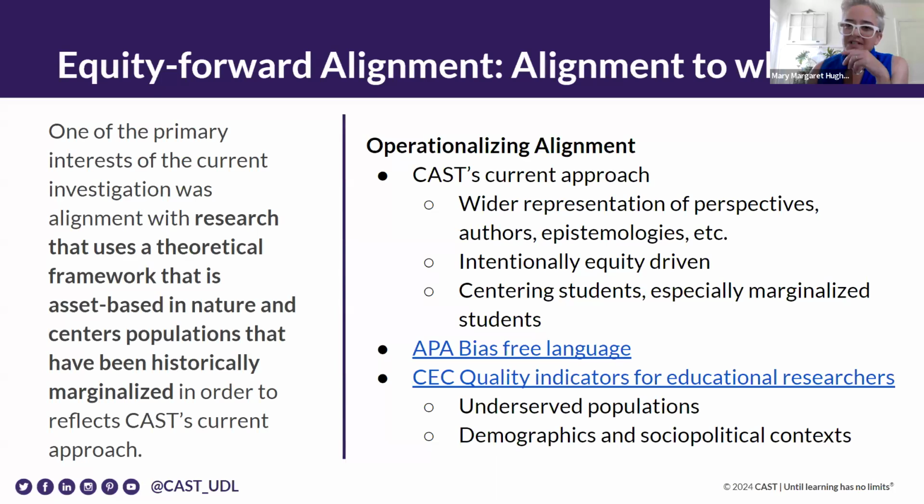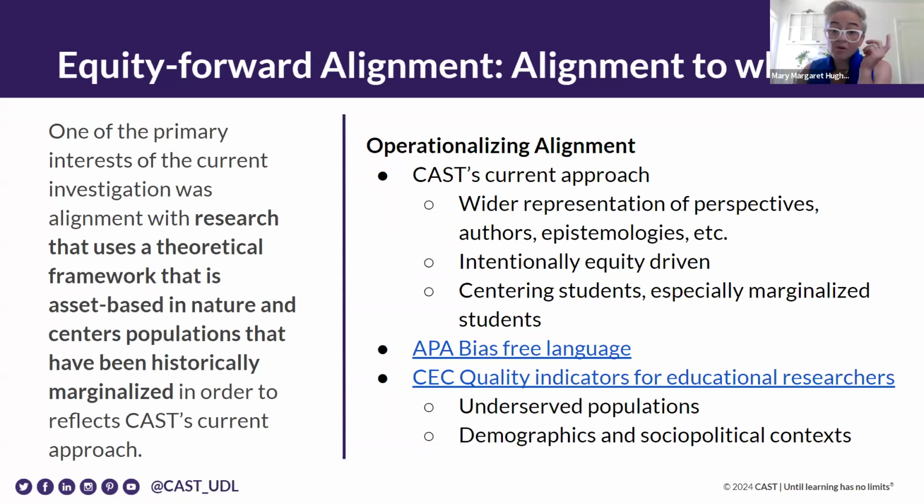So equity forward research is research that uses a theoretical framework that is asset-based in name or nature, centers populations that have been historically marginalized or omitted from the research altogether. And it really is research that prioritizes being equity-driven. This is a part of why they're doing what they're doing.